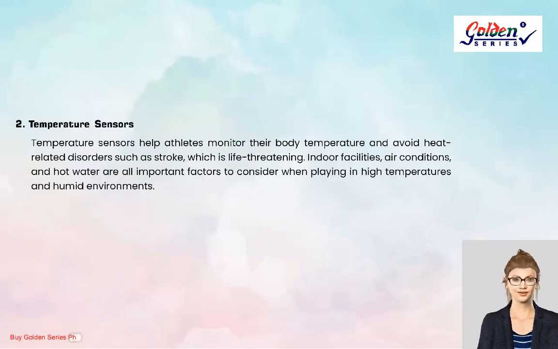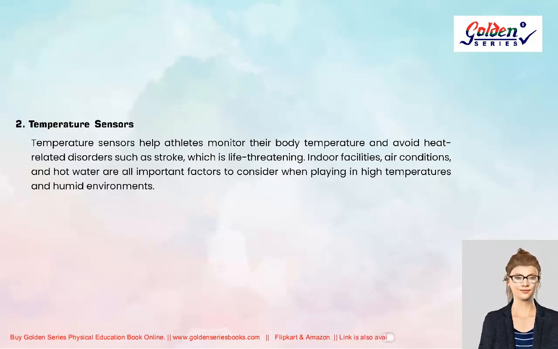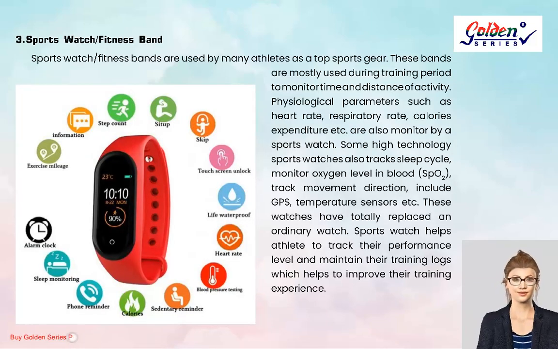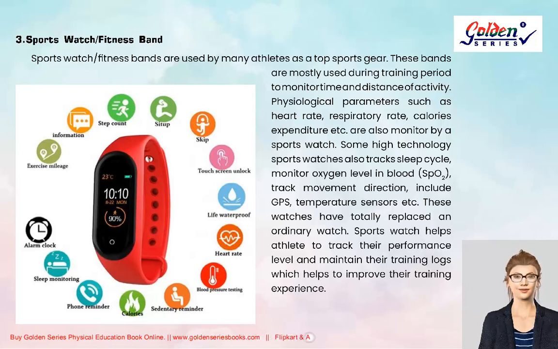2. Temperature sensors. Temperature sensors help athletes monitor their body temperature and avoid heat-related disorders such as stroke, which is life-threatening. Indoor facilities, air conditioning, and hot water are all important factors to consider when playing in high temperatures and humid environments. 3. Sports watch fitness band. Sports watch fitness bands are used by many athletes as a top sports gear. These bands are mostly used during training periods to monitor time and distance of activity.